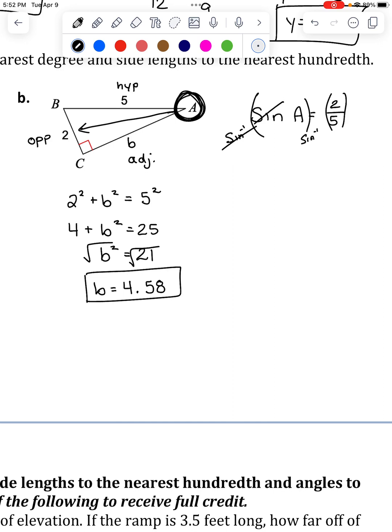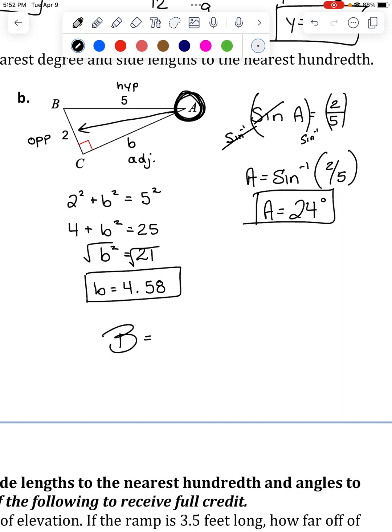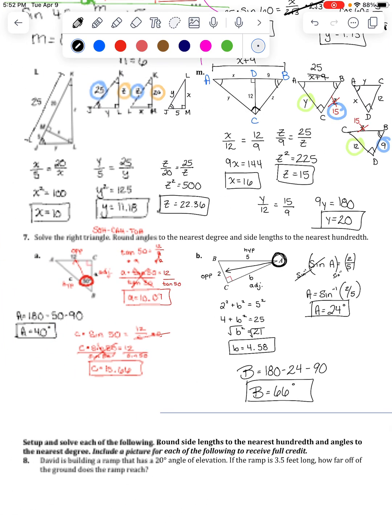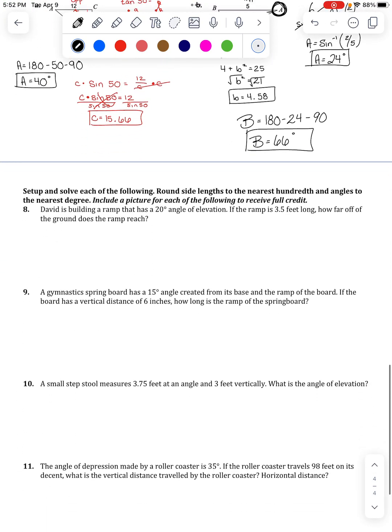Since the variable is the angle, I'm doing my inverse trig. A is whatever sine inverse of 2/5 is. Type it into my calculator. Rounded to the nearest degree because it's an angle, and I would get 24 degrees. Now to solve angle B, I could do inverse trig again, or now I know two angles and angles of a triangle add up to 180. So I'm definitely going to do that. That would give me that angle B is a 66-degree angle.